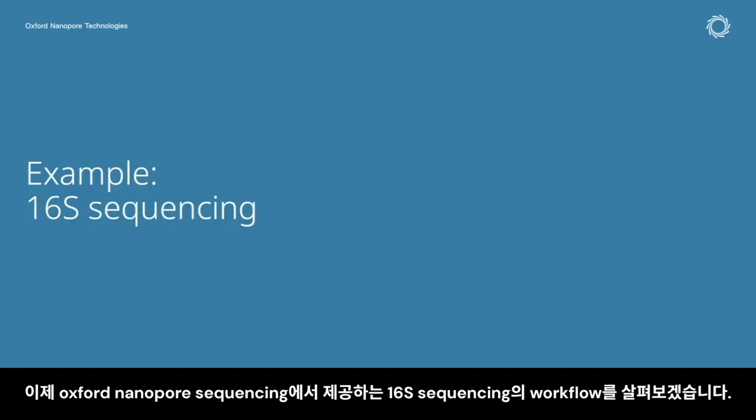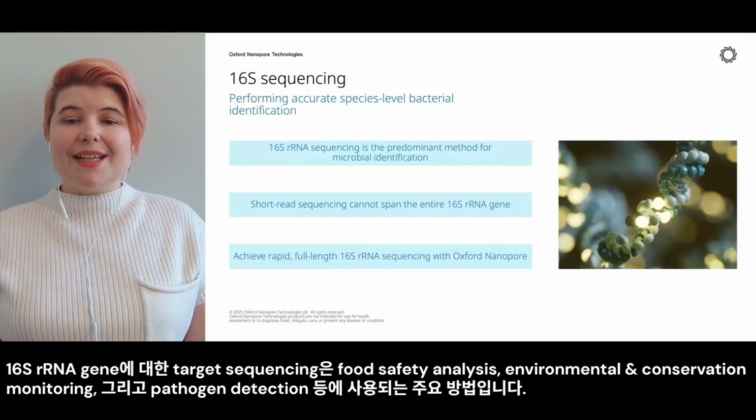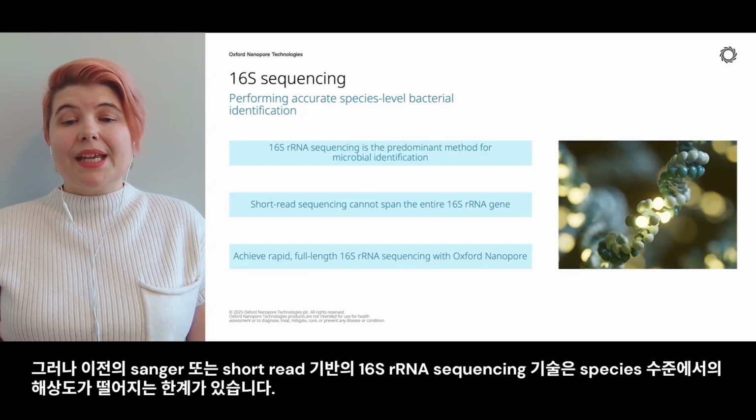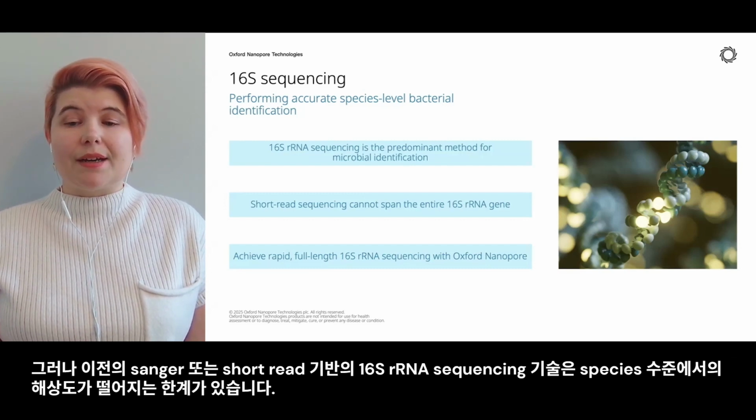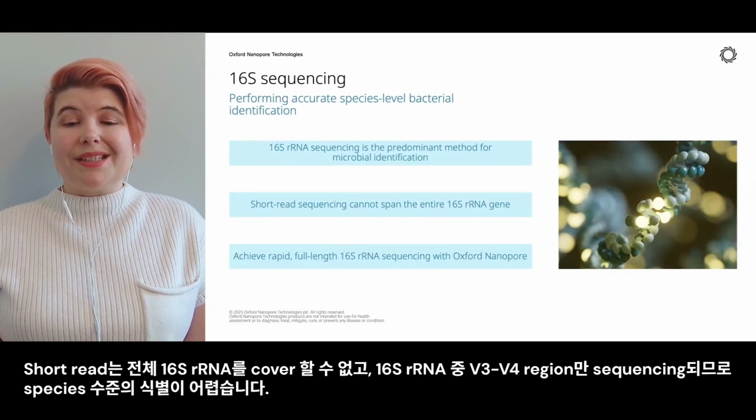Now, let's take a look at a worked example of an Oxford Nanopore sequencing workflow, focusing on 16S sequencing. Targeted sequencing of the 16S ribosomal RNA gene is the predominant method used for the identification of microbes across applications including food safety analysis, environmental and conservation monitoring, and pathogen detection. However, 16S sequencing using legacy short-read technology provides limited resolution, as short reads cannot span the entire 16S gene. Only partial fragments are sequenced instead, making species-level identification challenging.